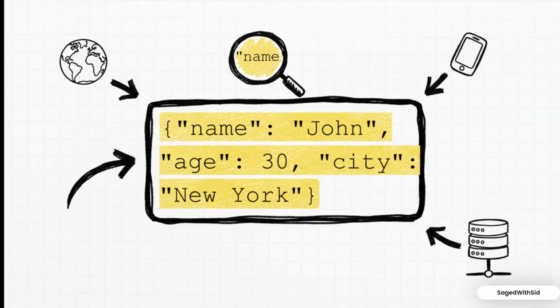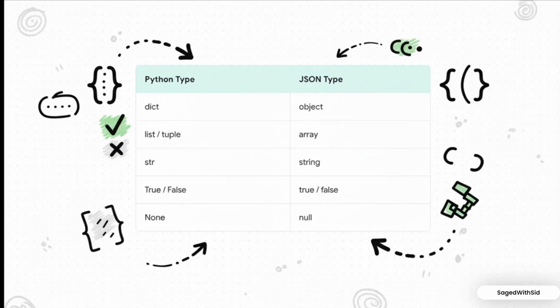It's a universal translator. And the translation between Python and JSON is so intuitive. As you can see, Python's data types like dictionaries and lists map directly over to JSON's objects and arrays. It's pretty much a perfect one-to-one conversion, which makes working with data from the web in Python just incredibly smooth.